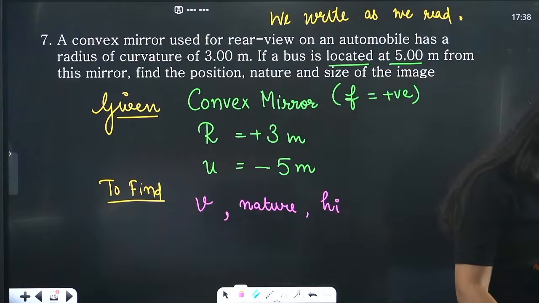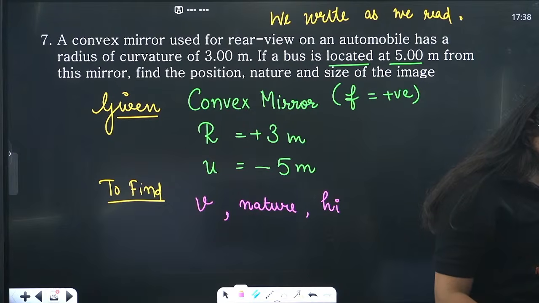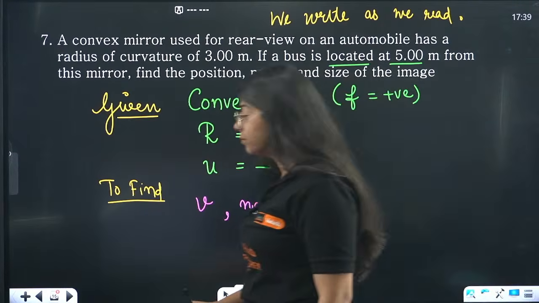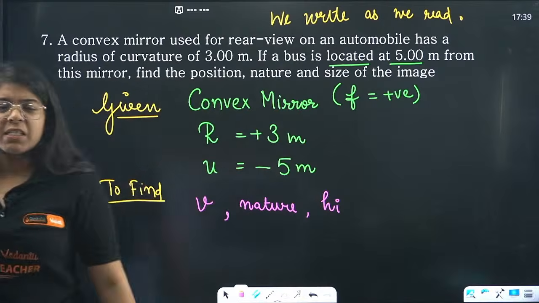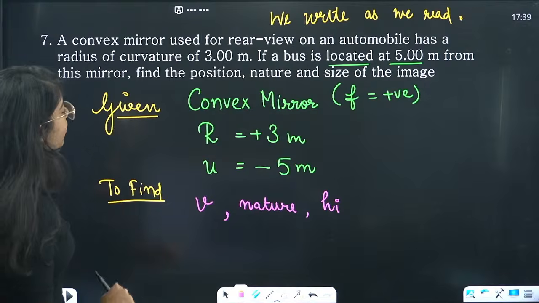Understood? Till here everything is clear? If anyone has the answer, do let me know, and maybe let me know how you got the answer. Okay, now this is what is given and this is what we have to find. Now moving on to the solution.